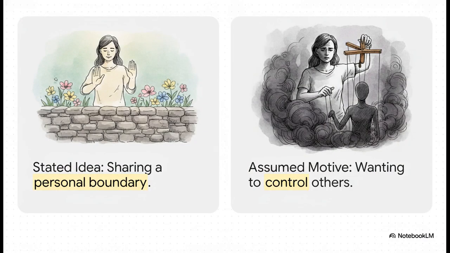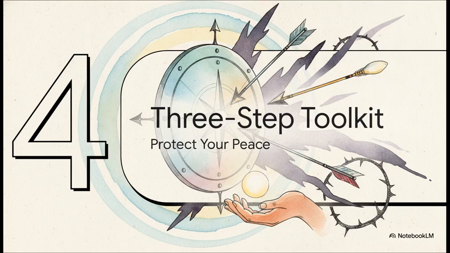And sadly, it happens in our close friendships too. Imagine you state a simple, healthy personal boundary, but instead of respecting it, they hit you with, "Well, you only say that because you want to control the conversation." Ouch, right? Suddenly, you are forced onto the defensive, scrambling to prove you aren't some evil mastermind trying to manipulate them, while your original boundary is, you guessed it, completely forgotten. So, how do we fix this? That brings us to Section 4, the 3-step toolkit, how to respond with grace and protect your peace.